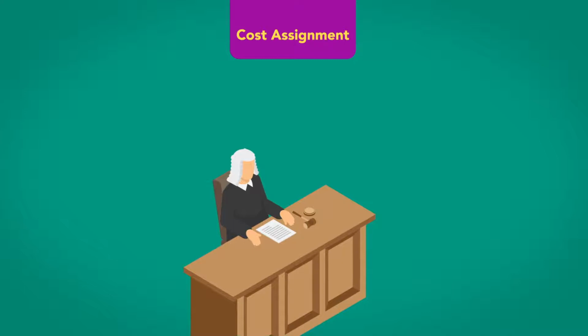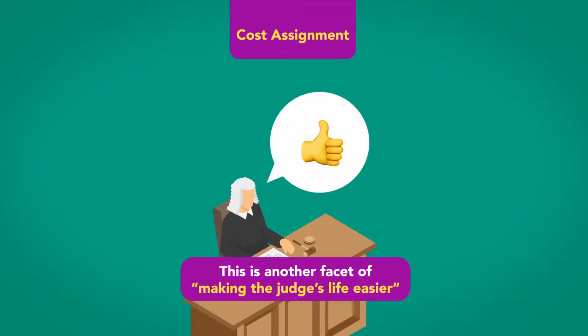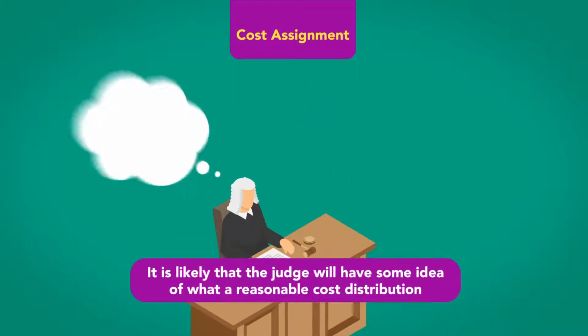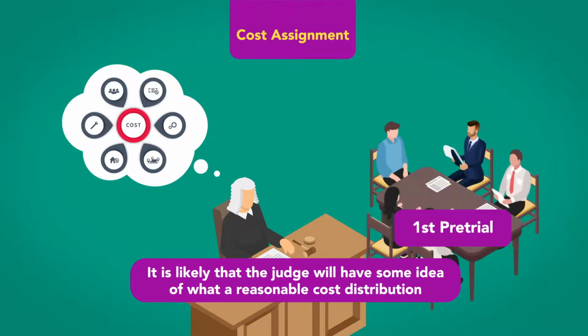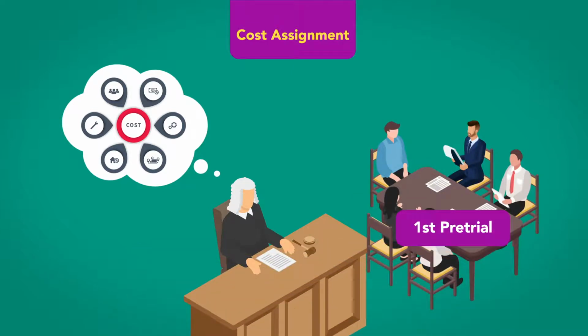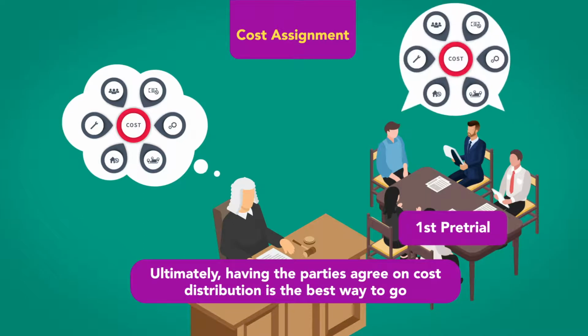Cost assignment. Cost assignment is another facet of making the judge's life easier. It is likely that the judge will have some idea of what a reasonable cost distribution would be around the time of the first pretrial, and that input will be valuable. But ultimately, having the parties agree on cost distribution is the best way to go.